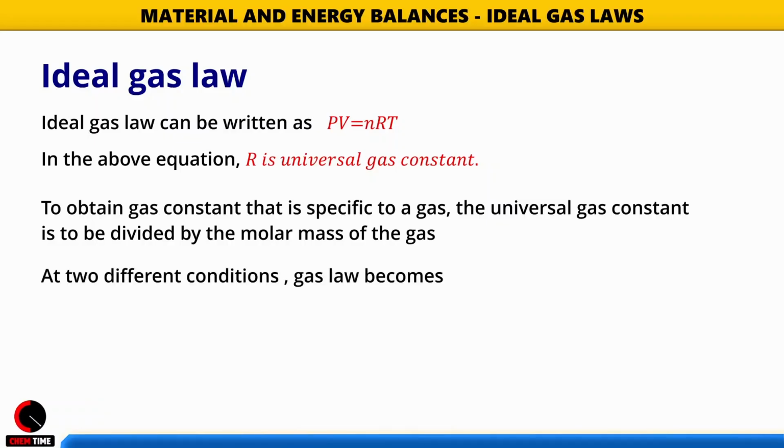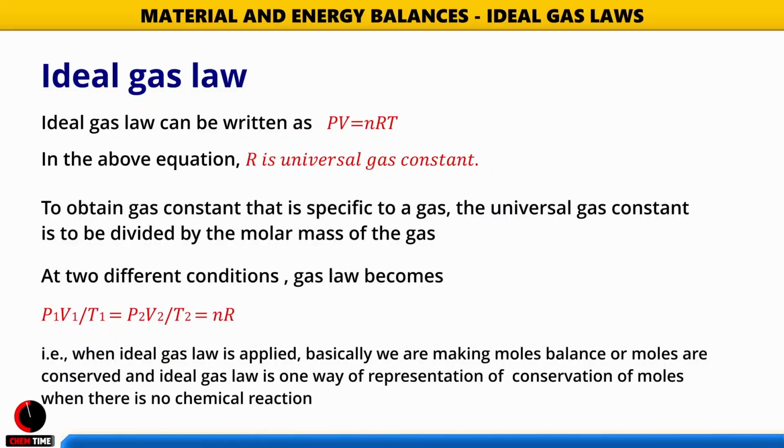At two different conditions of temperature, pressure and volume, the gas law can be written as P1V1 by T1 is equal to P2V2 by T2 is equal to nR. Since R is a constant, nR is a constant. That means when you're writing the ideal gas law, basically you are making a moles balance, and this suggests moles are conserved. The ideal gas law is one way of representing conservation of moles when there is no chemical reaction.